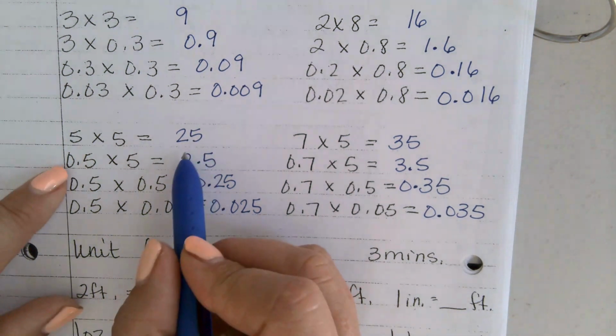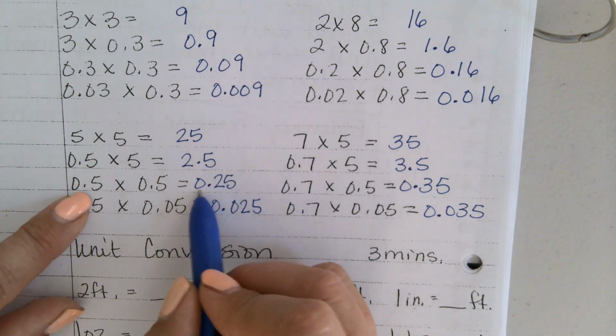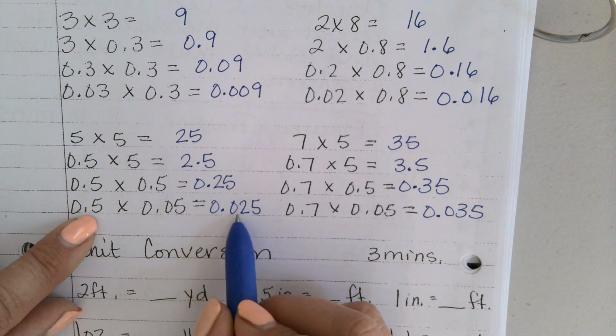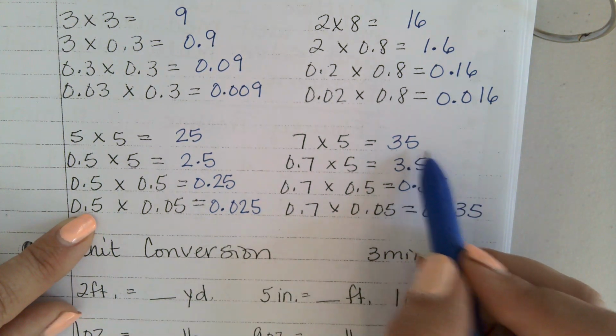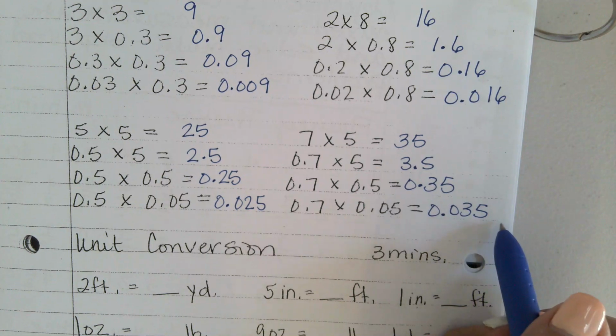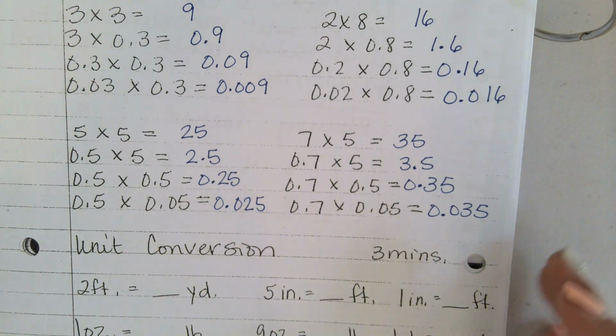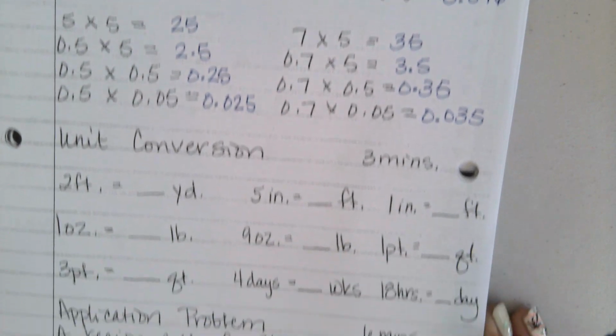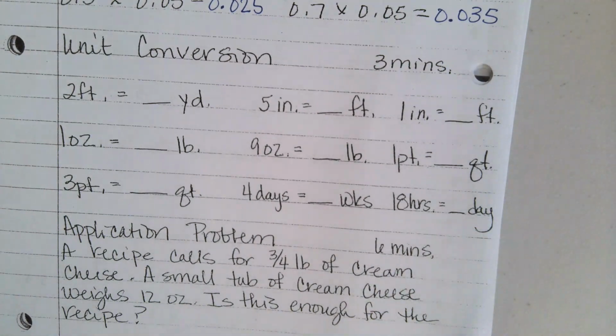right? 25, 2.5, 0.25, 0.025, 35, 3.5, 0.35, 0.035. That was not easy for me to say. All right, moving on. This is a review.